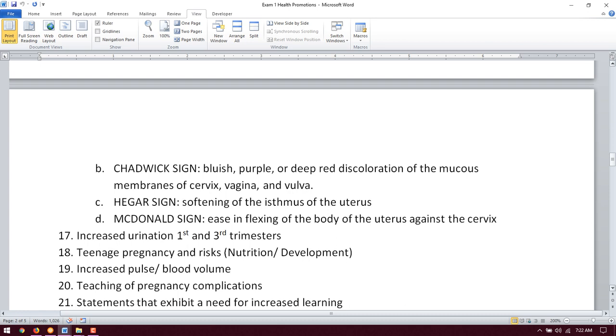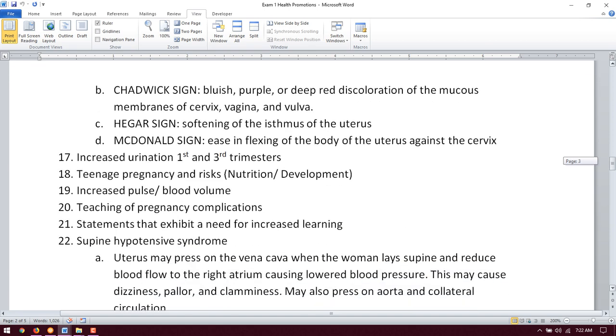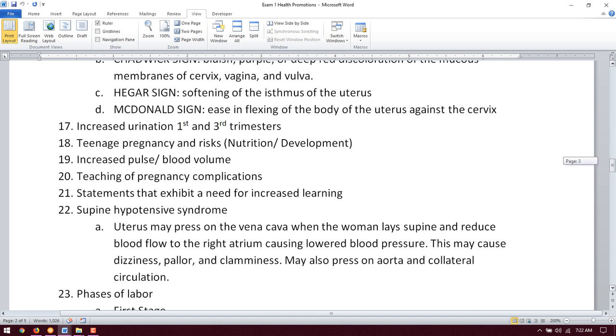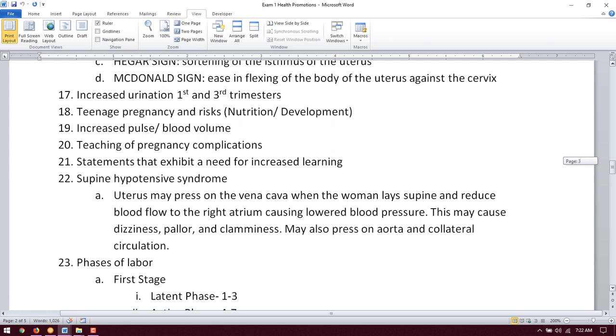If you ever check somebody in labor, the uterus that you feel is really far back. It's kind of hard to explain without showing you, but it's up and back. So pregnancy brings the body of the uterus down. Review the increased urination, especially during the first and third trimesters.